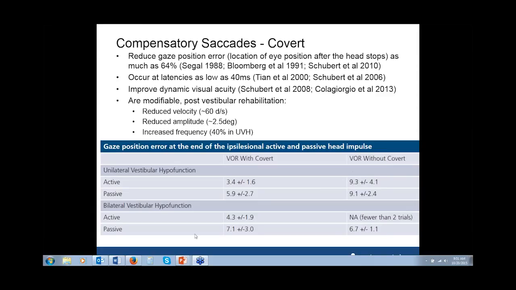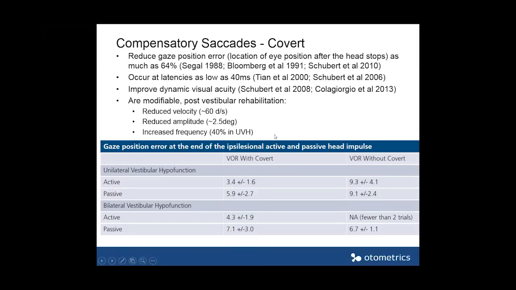This table is taken from a paper we did, and it's a relatively busy paper, but just to explain it briefly, the vestibular reflex, when there is a presence of these covert saccades, has a smaller amount of error. This is position in degrees relative to when the vestibular reflex does not have a covert saccade. So the eye is closer on target when there's a presence of a saccade than when it is not on target. We looked at that for both active and passive head rotations and found that to be the case in both unilaterals and folks with bilateral hypofunction.